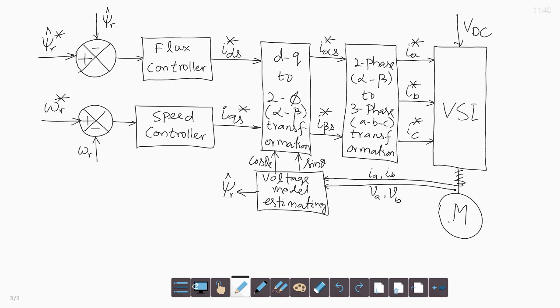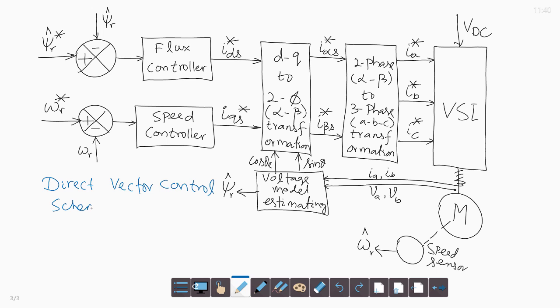And then we also have a speed sensor or shaft encoder which gives the output the estimated speed omega r hat. So, this is the direct vector control scheme with rotor flux orientation.